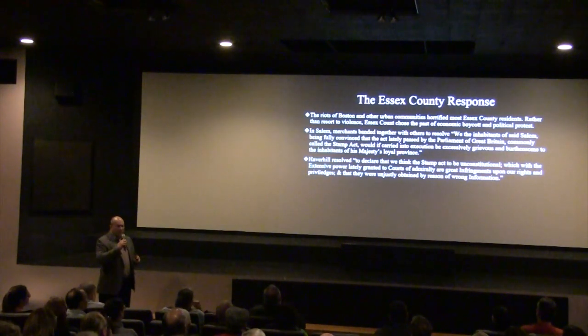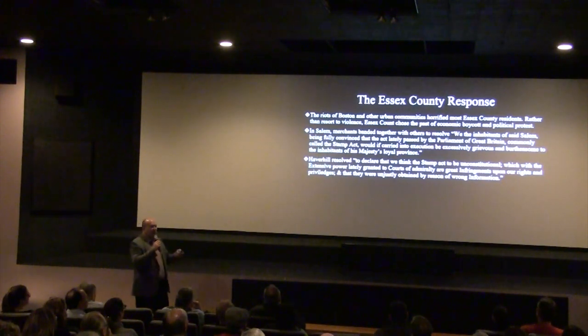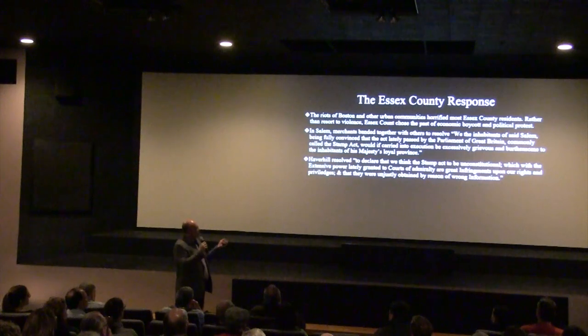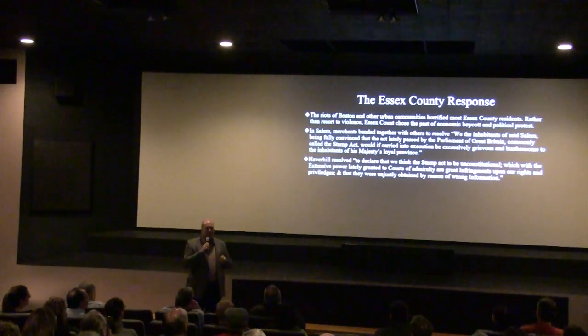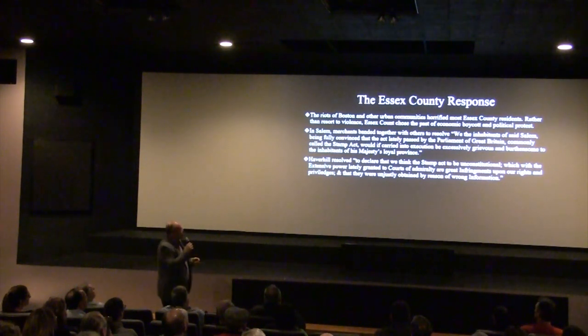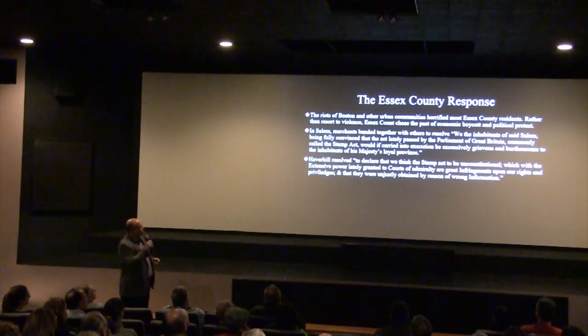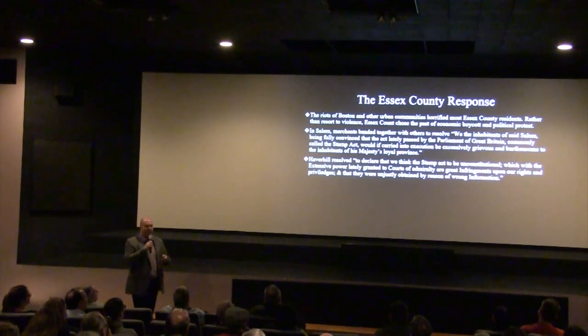Haverhill released their own resolution that said, "We declare that we think the Stamp Act to be unconstitutional," which is really wild, because when you look very early on, by 1765, you're starting to see Essex County residents invoke English civil liberties as a violation. So what you see in Haverhill is, "We think the Stamp Act to be unconstitutional, which with the extensive power lately granted to the courts of admiralty are great infringements upon our rights and privileges, and that they are unjustly obtained by reason of wrong information."